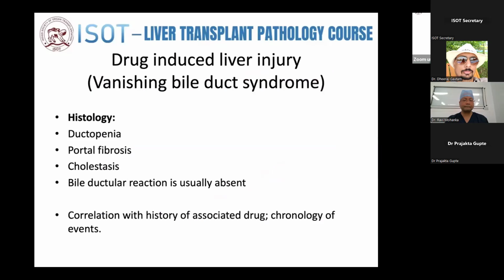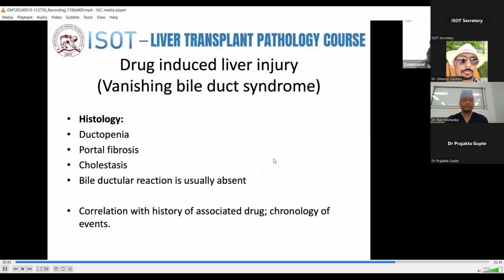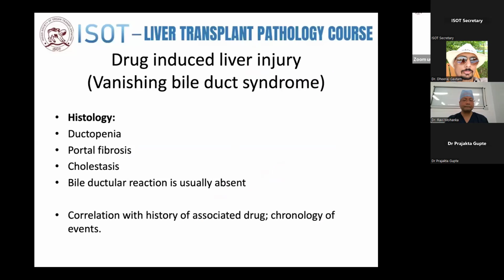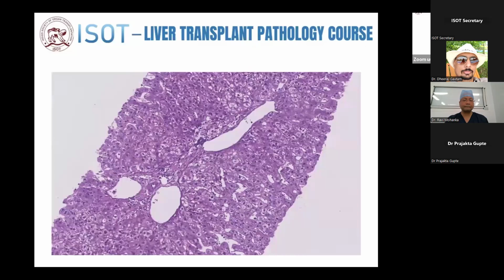Coming to vanishing bile duct syndrome as one of the patterns of drug-induced liver injury. We can see ductopenia, portal fibrosis, cholestasis, and again here also bile ductular reaction is usually absent. Correlation with history of associated drug and chronology of events is important. Here we can see absence of bile ducts, but portal fibrosis has not yet set in, which if it is left untreated, then fibrosis would develop eventually.